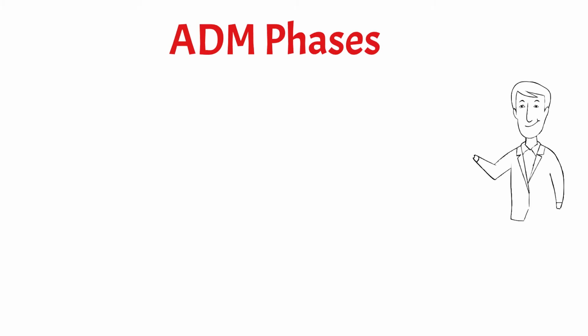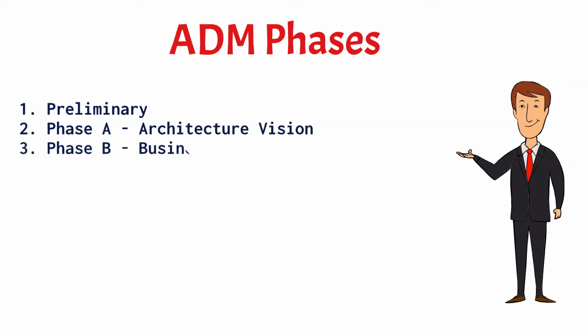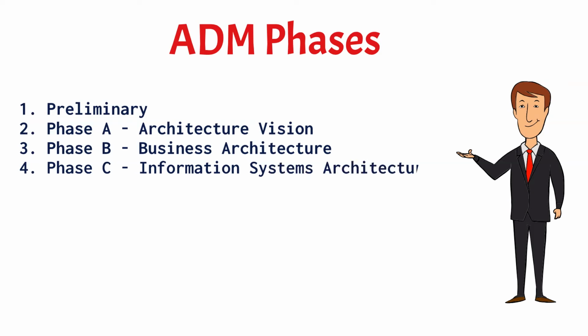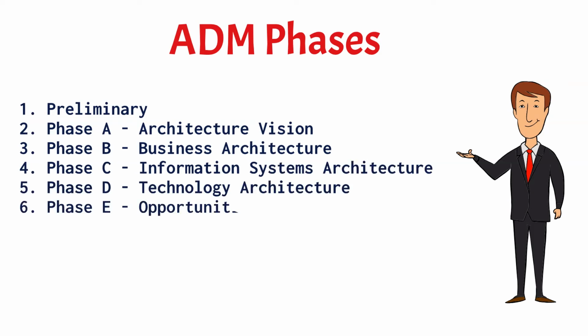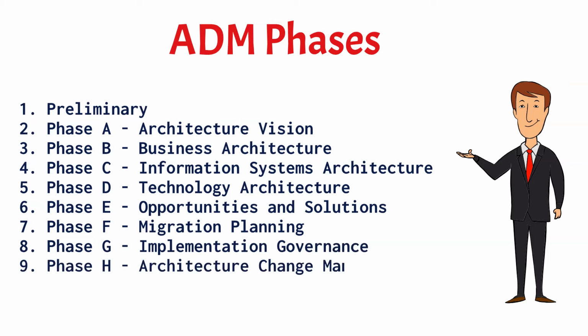The full listing of the ADM phases are the preliminary phase, architecture vision phase, business architecture phase, information systems architecture phase, technology architecture phase, opportunities and solutions, migration planning, implementation governance, architecture change management, and requirements management.